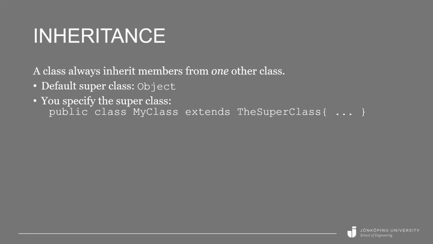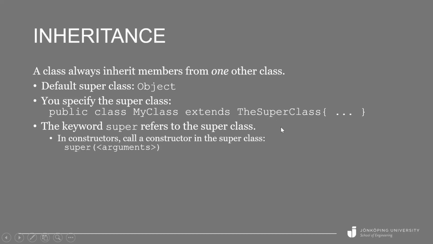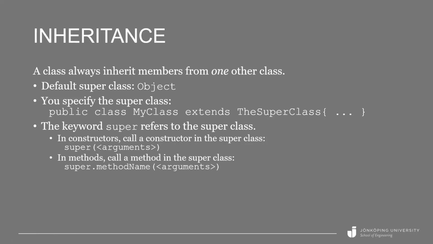When you create a class, you specify which class you want to inherit from. So here we create a class called MyClass, and we inherit from the superclass. Inside our class, we can use a special keyword called super to refer to the superclass, the class we inherit from. Inside a constructor, if we want to call a constructor in the class we inherit from, then we use the super keyword like this. And inside a method, if we want to call a method inside the class we inherit from, then we call the method in that class like this.